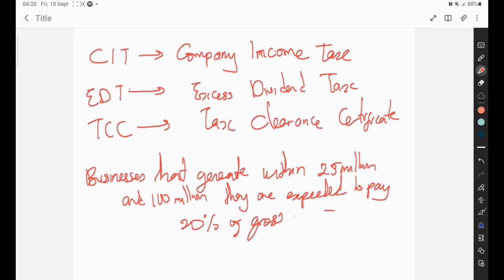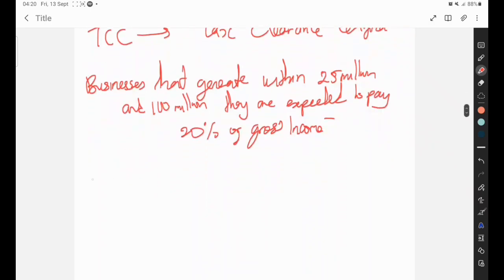Of gross income. That is to say, their profit. Now, businesses that generate over 100 million annually are expected to pay 30%. So, those who generate 25 million to 100 million are expected to pay 20%. Those who generate above 100 million are expected to pay 30%.